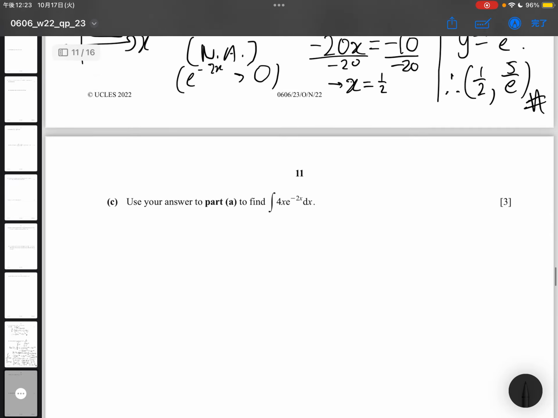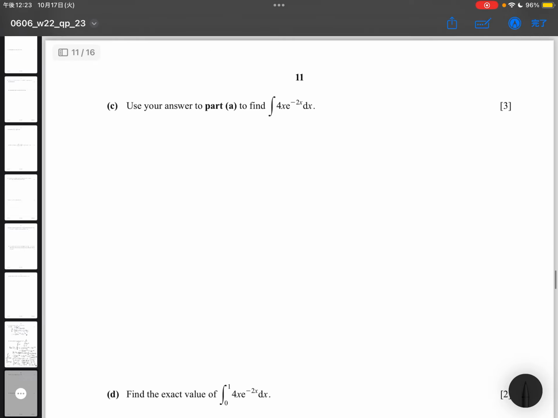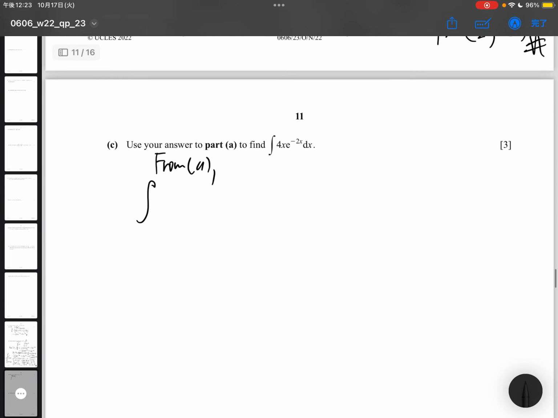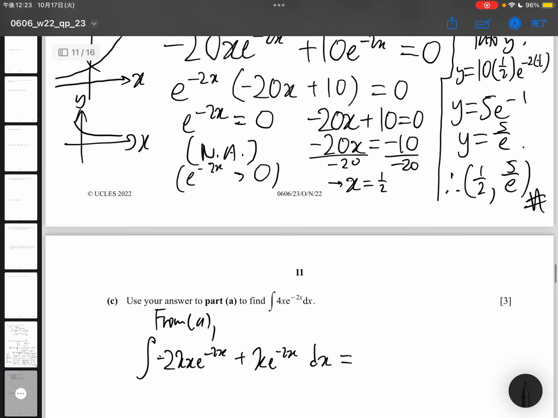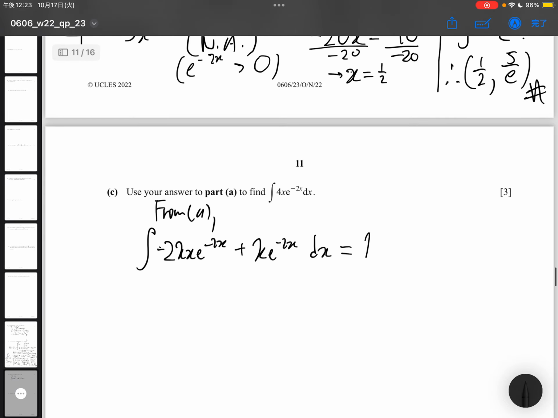And then I have 4x e to the power negative 2x. So I have to find the x term in this case. I will actually copy my answer from part A and say that the integral of negative 2kx e to the power negative 2x plus k e to the power negative 2x dx. Ensure you copy it correctly. So give you kx e to the power negative 2x plus c.